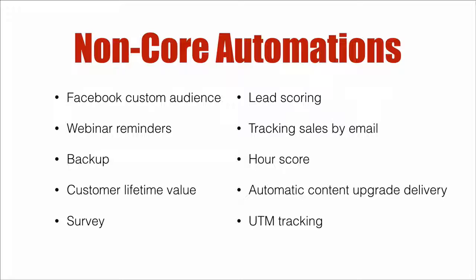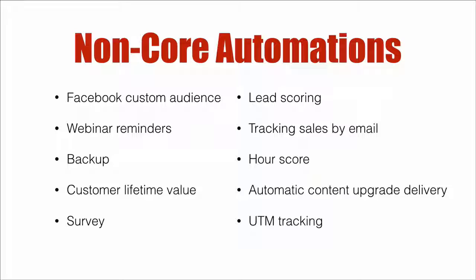Another one's like automatic content upgrade delivery. So for instance, on my website, I've got different content upgrades based on the page that people sign up. That can be automated. You can deliver unique content based on the page they sign up. Another one's like UTM tracking. When somebody joins your list, you could pull out the UTM variables from the query string, push it into ActiveCampaign so that you know where somebody has come from.